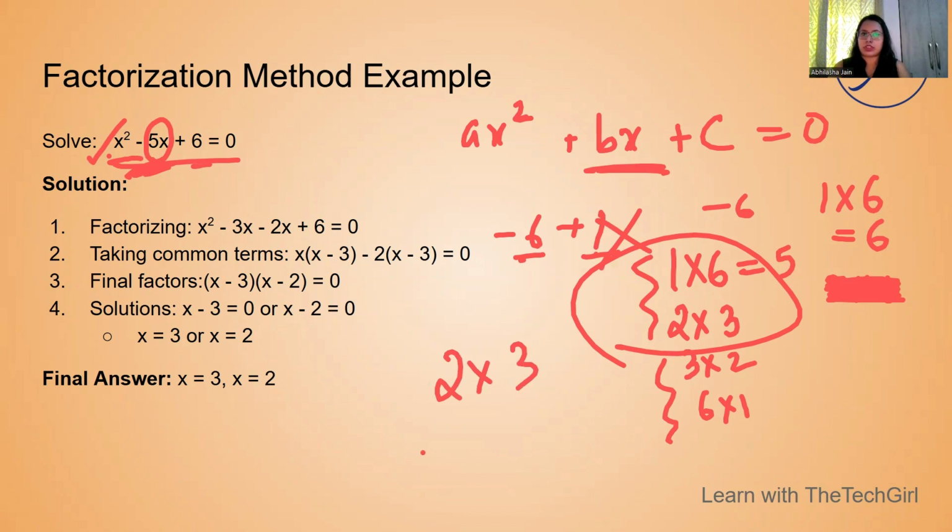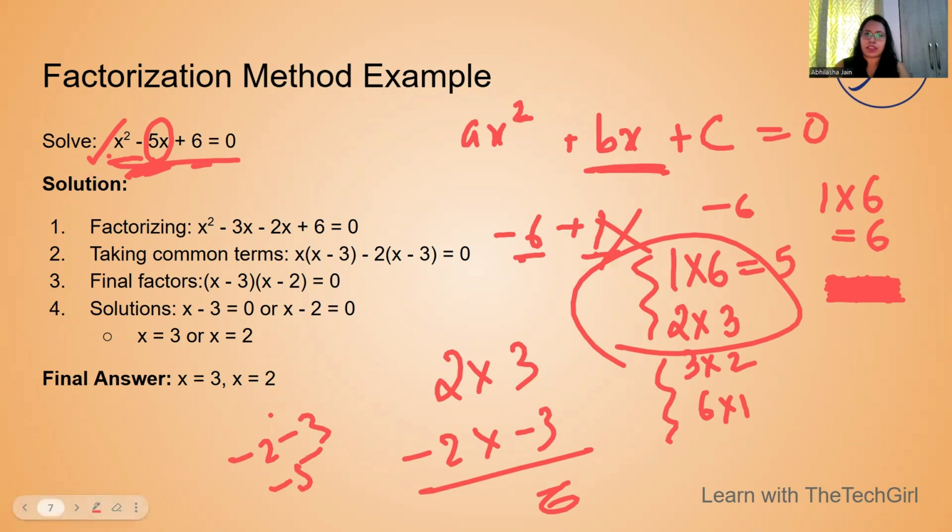Now 2 and 3. So if you do negative 2 times negative 3, you get 6, which is a times c. And negative 2 plus negative 3 gives you negative 5, which is the middle term. So this is the correct option to use in this case.